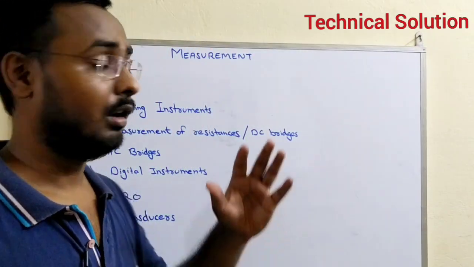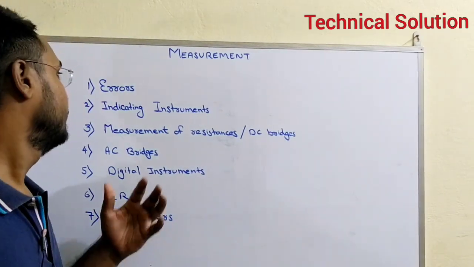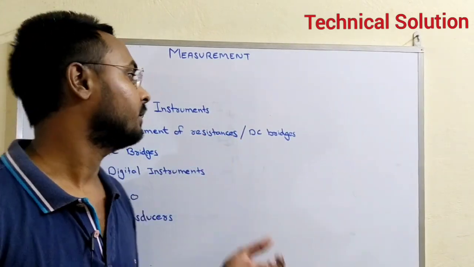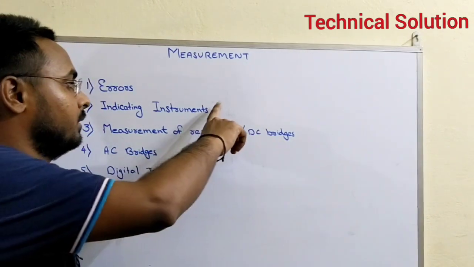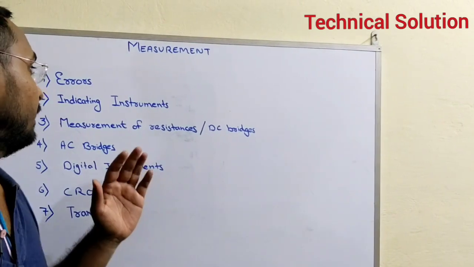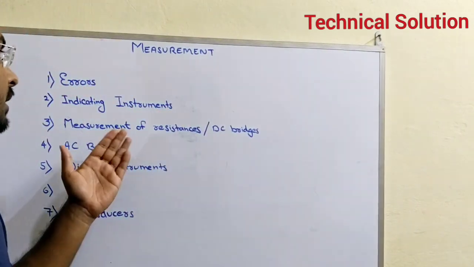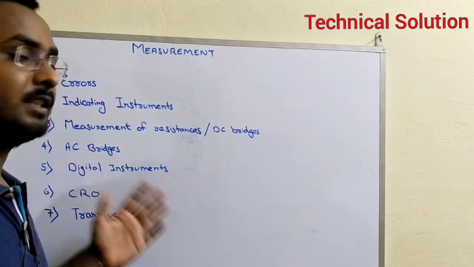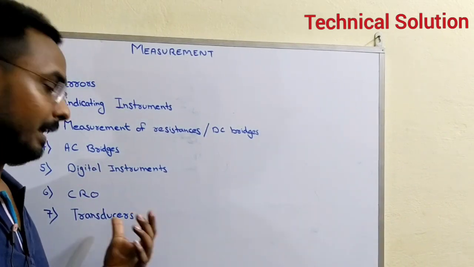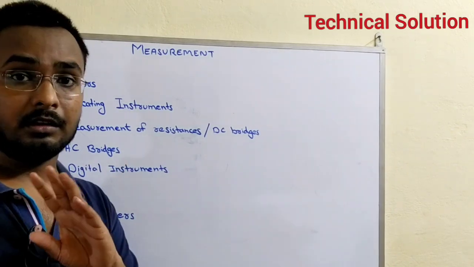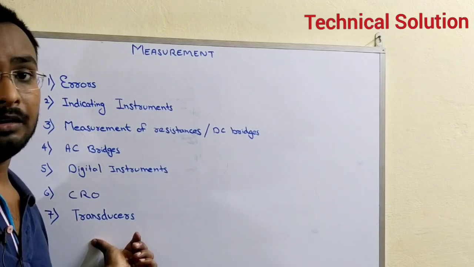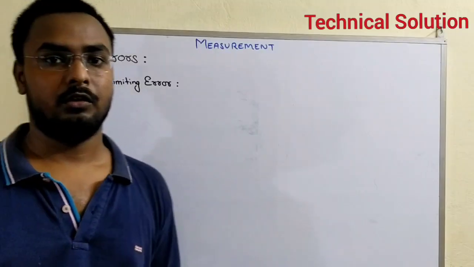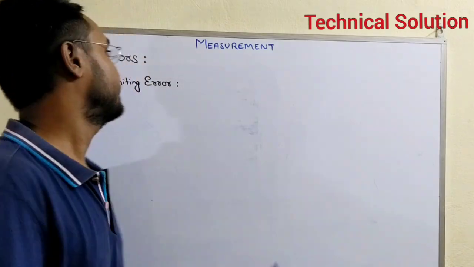Now, what is the syllabus of measurement in the competitive examination? The first topic is error. After that, we study different devices: some indicating type devices, some bridges, both AC as well as DC, some digital instruments, CRO, and the last topic is transducer. One point to be noted is that the transducer is a very important topic for this whole subject. Most questions are based on transducers. So let me start the very first topic of this subject, which is errors.